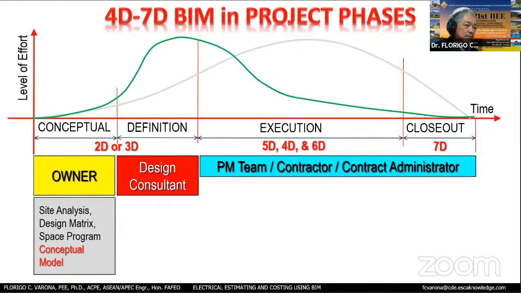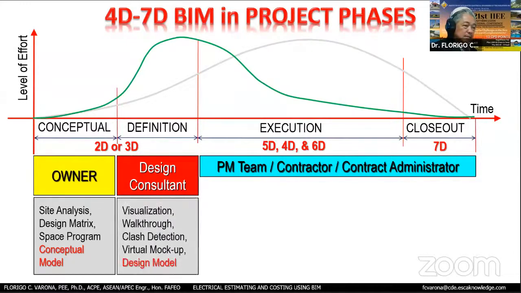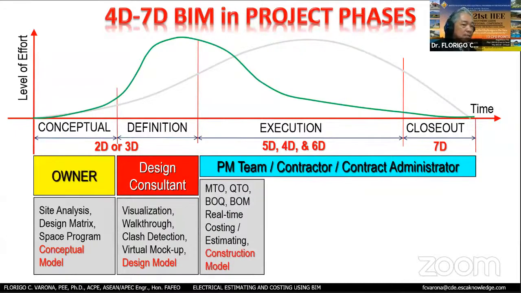So we have what we call the conceptual model, which is used for site analysis and space programming. And then we have the design model, so we can show our client a visual of the project. We can do walkthroughs, and we already do clash detection and constructability, of course. Then in the construction model, during the execution, we can already extract the material takeoff, the quantity takeoff, the bill of quantities, the bill of materials, and come up with real-time costing and estimating.